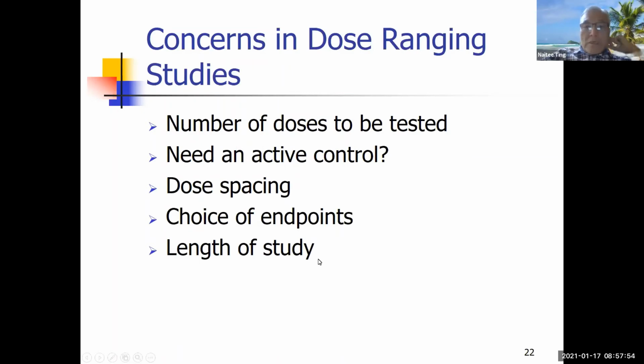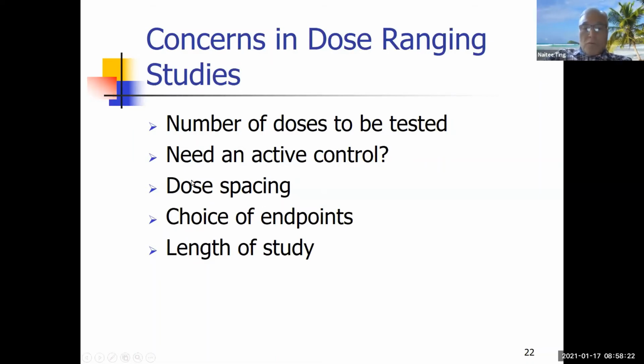If we get into dose ranging studies, how do we design that? First question will be the number of doses to be tested. How many doses are we going to test? Remember the case I told you about: placebo, low, medium, high. You have 3 test doses against placebo. Do you need an active control?